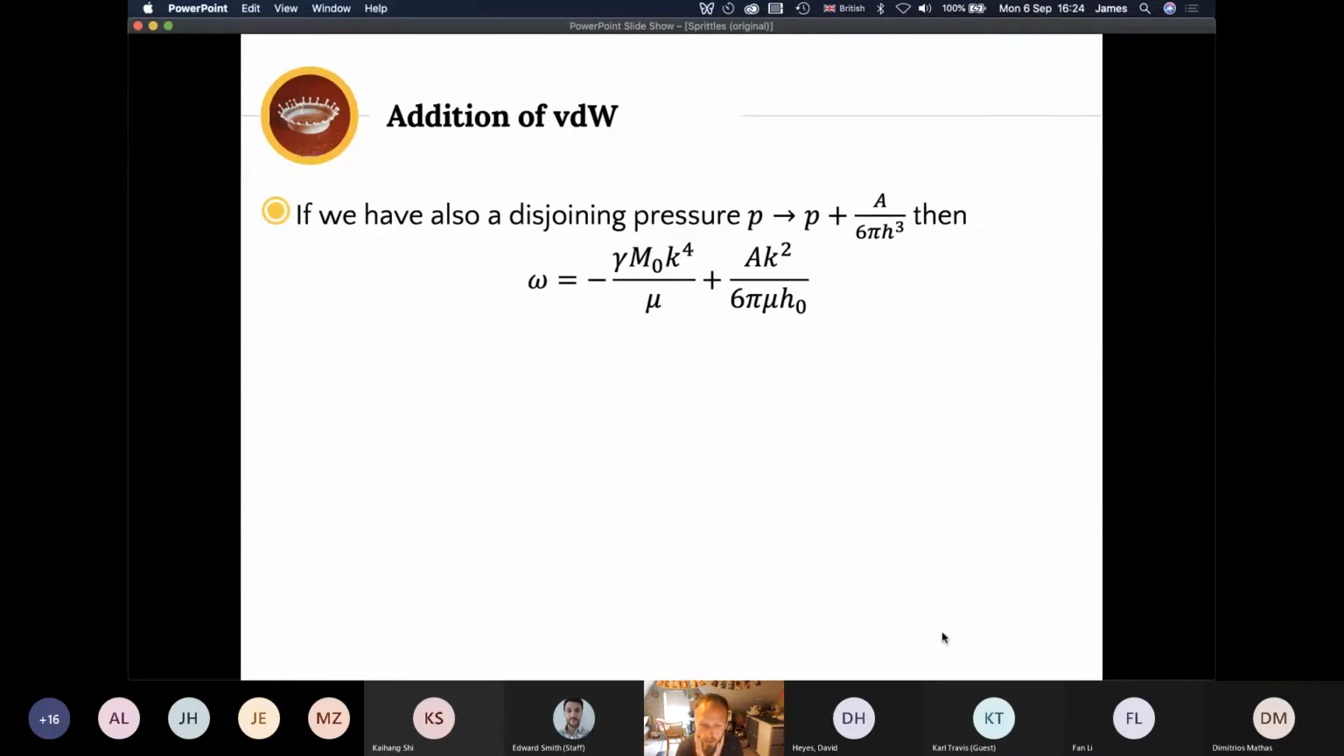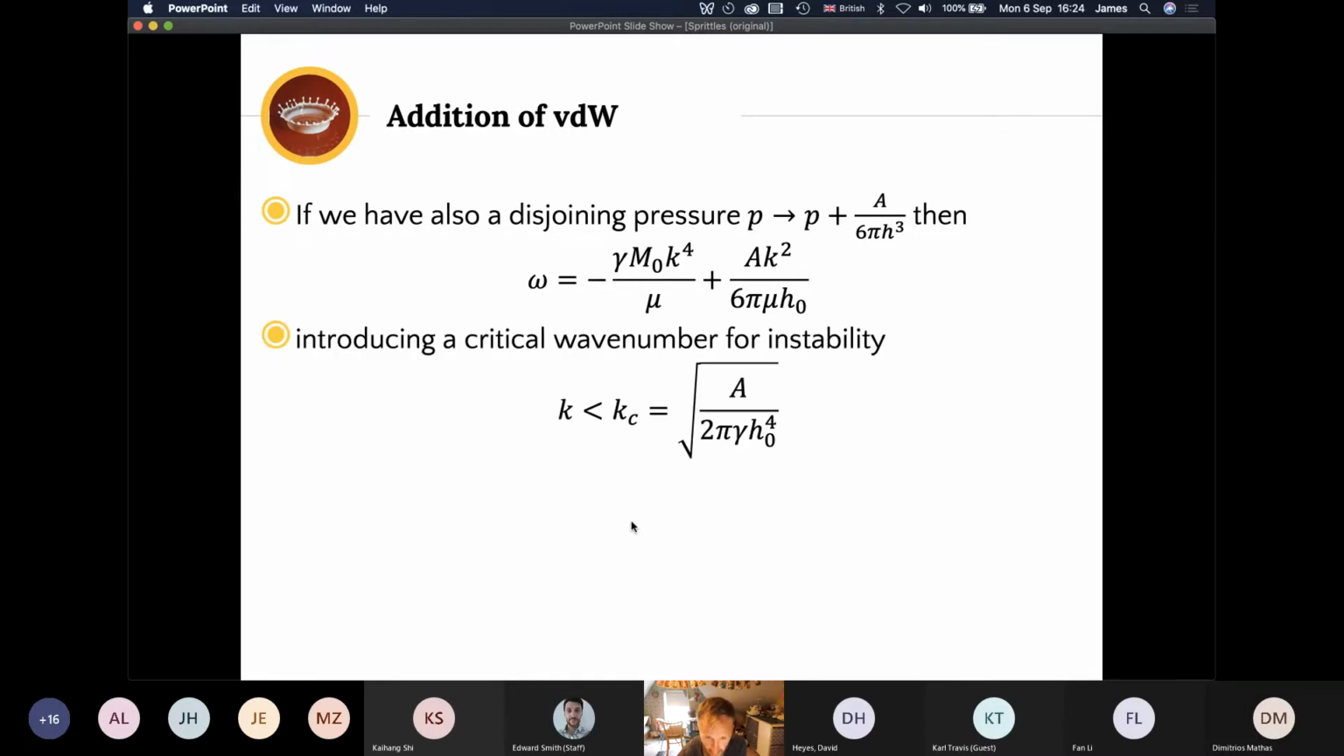Okay, so what we were really interested in was when these films break up, and the classical way to induce rupture is to add disjoining pressure to the formulation. That essentially gives you an additional term which looks like 1 over the height cubed with the Hamaker constant on the top. And what that means is that the growth rate can be both positive and negative.